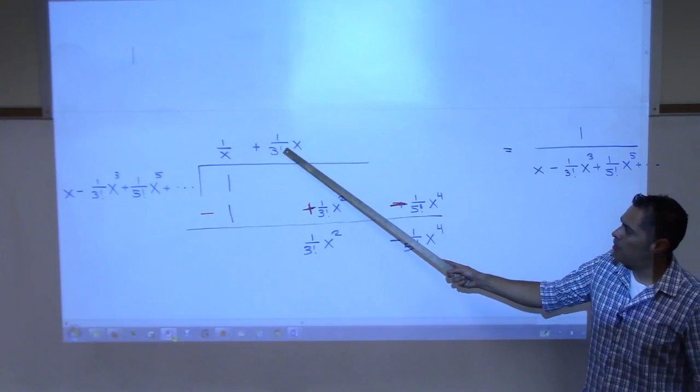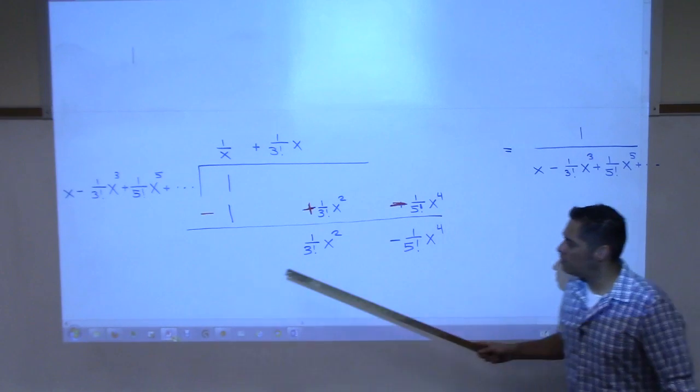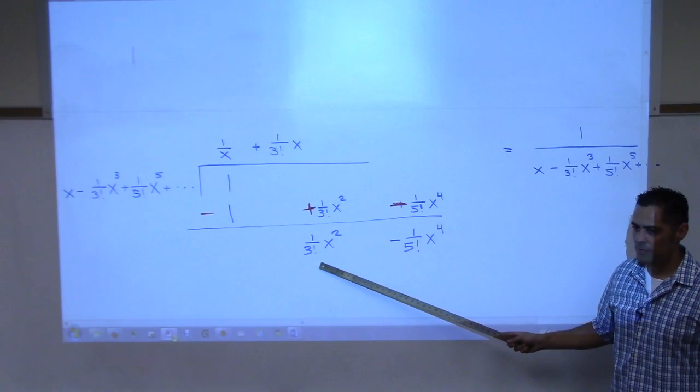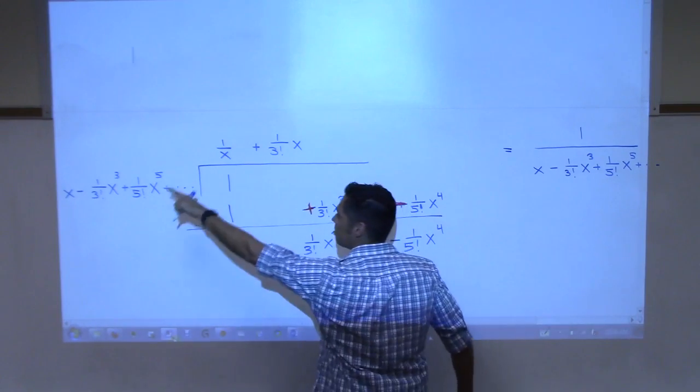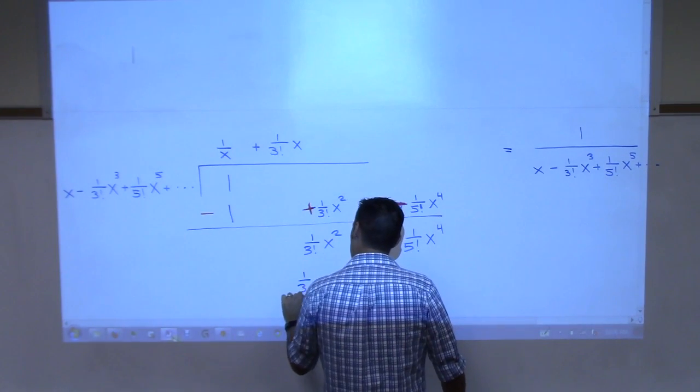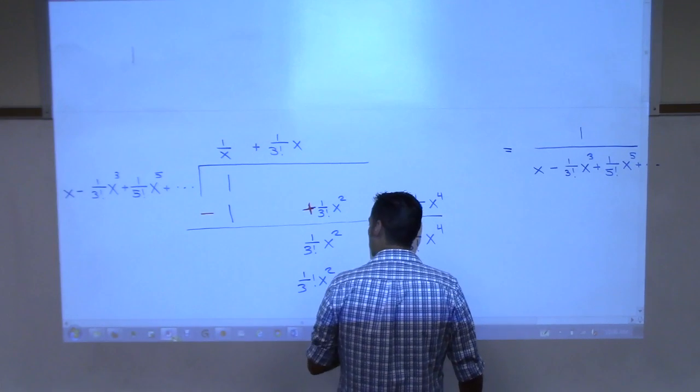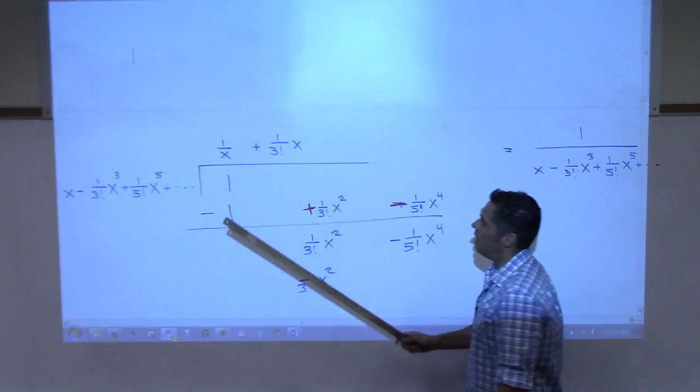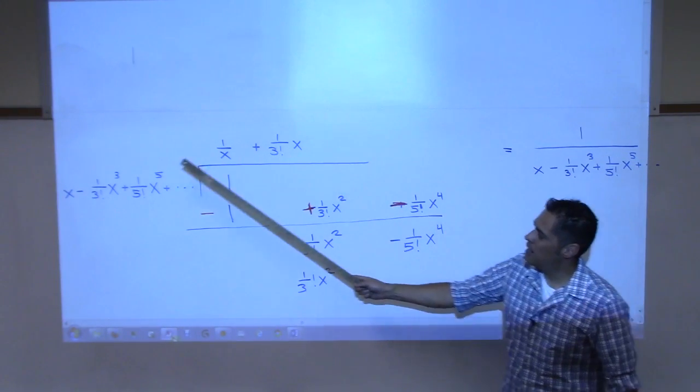Agreed? If I multiply this times this first one, I get this one? Yeah? Okay, so let's do it. That times that, I get 1 over 3 factorial x squared. Wonderful. And then I have to multiply this times this.